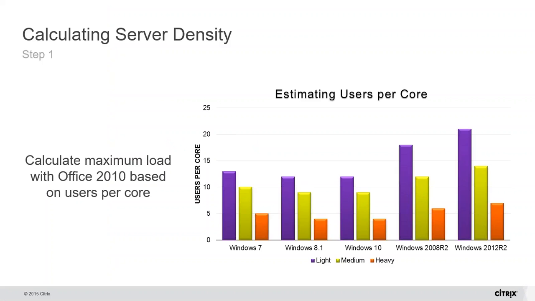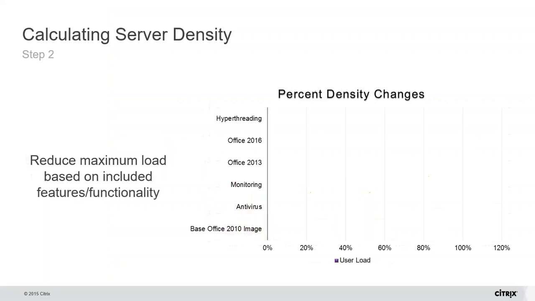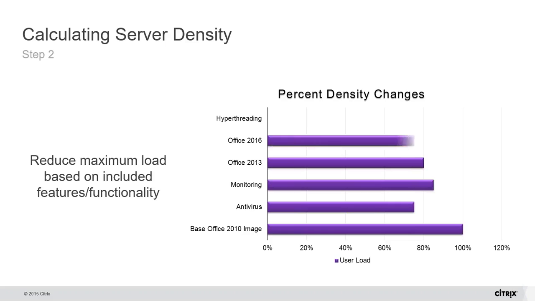If you're doing Windows 10, I believe that's probably 13 users per core for a light user. So you take 13 times the number of cores you have. If you have a dual processor, 12-core server, multiply that by 24, and that's going to be the best number. Now you need to start subtracting and adding based on more characteristics of your environment. That number is based on Windows and Office 2010.